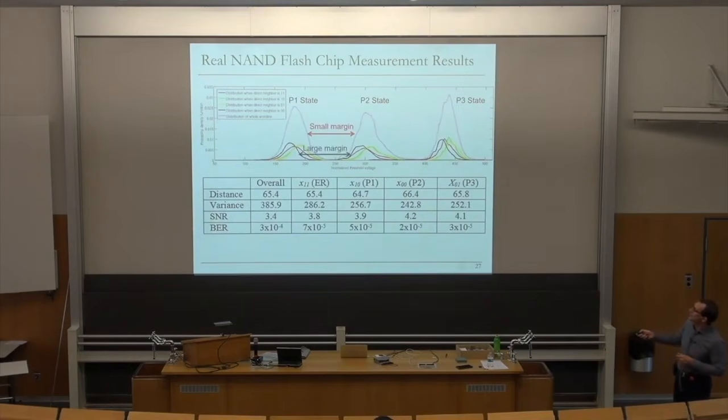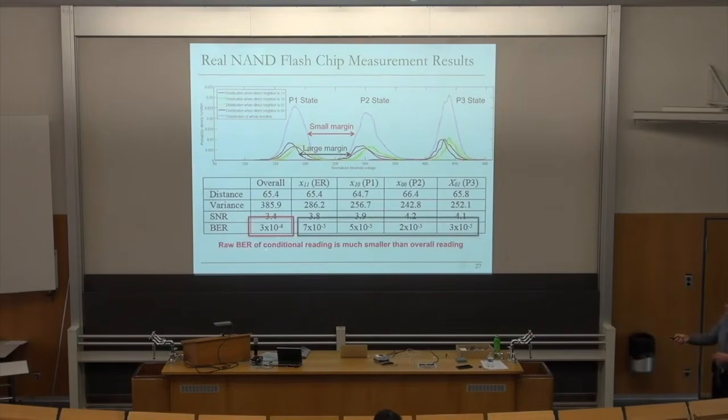But if you do the conditional distributions, this is the voltage distribution of all the cells whose neighbors are, let's see, 0, 0. You see a much larger margin, right? This is basically what I showed you earlier, cartoonishly, but with real data from real chips. So if you use the overall distribution, this is the bit error rate you would get. If you use the conditional distributions, knowing your neighbor value, your bit error rate is an order of magnitude lower, based on the real data from real chips.